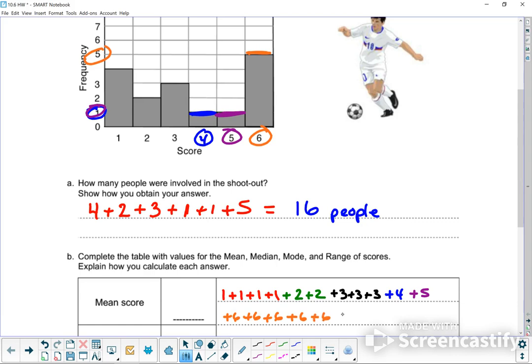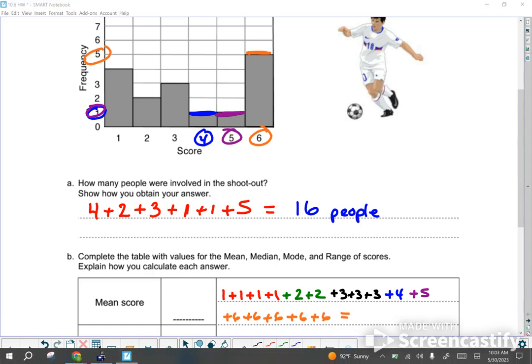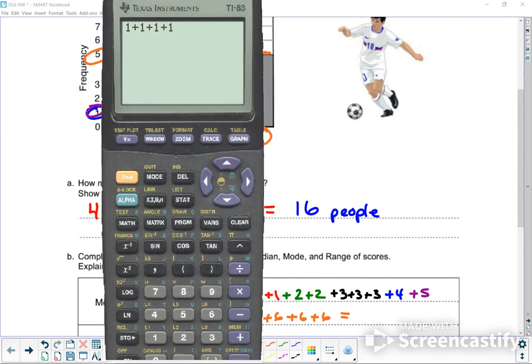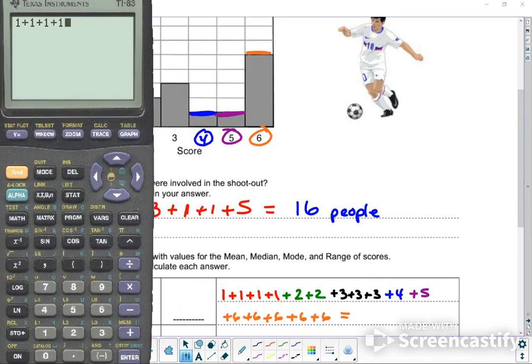We got to get a total of that. So let's pull out our calculator, or you can do it by hand. I'm just going to go ahead and do it on the calculator since I have it pulled up. So 1 plus 1 plus 1 plus 1. And you can do multiplication if you like. If you know that it's 1 plus 1 plus 1 plus 1, you could do 1 times 4. But I'm going to go ahead and just type it out exactly like how I have it on the screen, so that way no one gets confused.